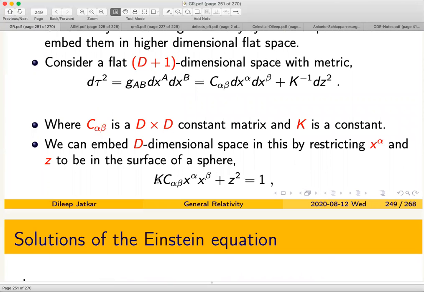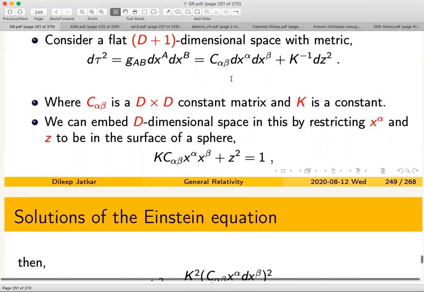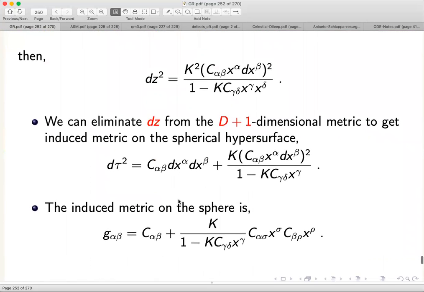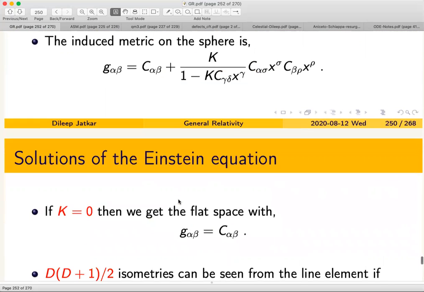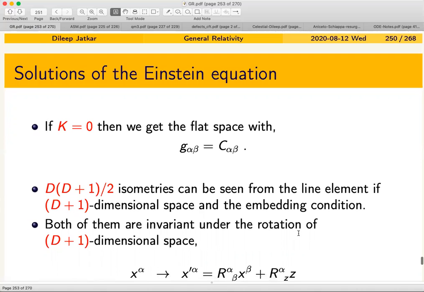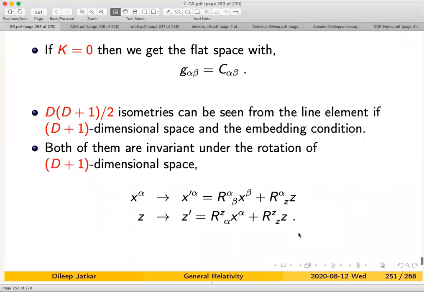Okay, on this surface, all those isometries will survive subject to the condition that this equation is satisfied. Okay, so whatever isometries you would get here, you need to bring them down to this space. Okay, so you are looking at only those class of transformations which not only keep the line element in the higher dimension invariant, but also leave the embedding equation invariant. Okay, so those transformations correspond to this set of transformations.